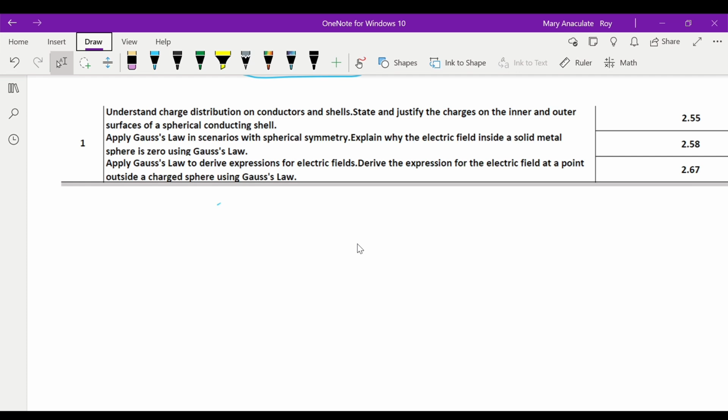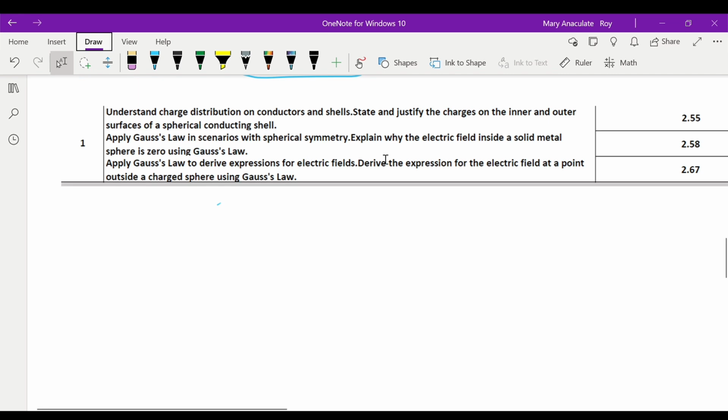Good evening, students. Now this is for the writing part I have chosen, that's learning outcome 1. We can see that there are 3 parts to it. We can read it. The part number 1 is understand charge distribution on conductors and shells. State and justify the charges on the inner and outer surfaces of a spherical conducting shell, and we need to apply Gauss's law in scenarios with spherical symmetry.